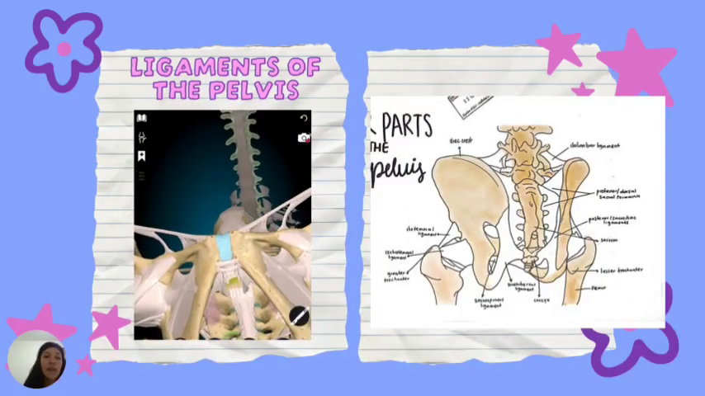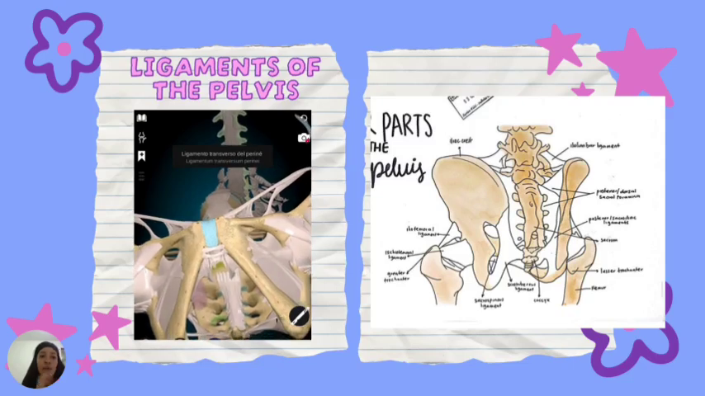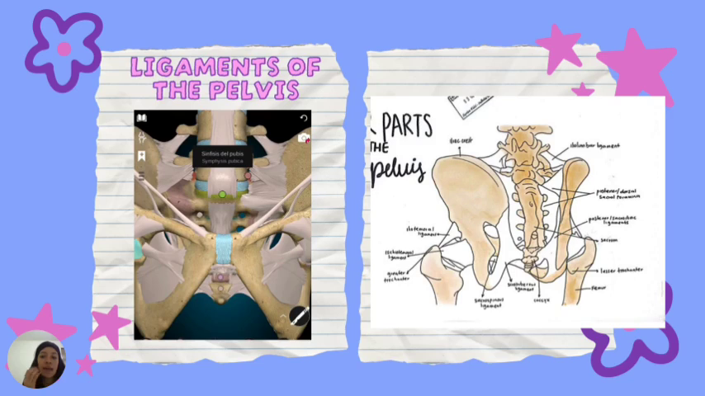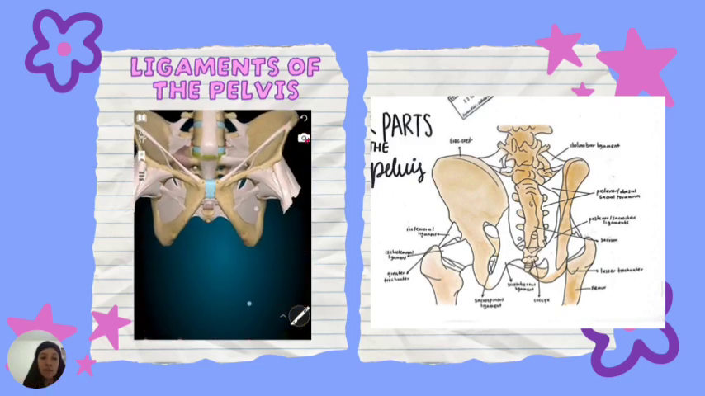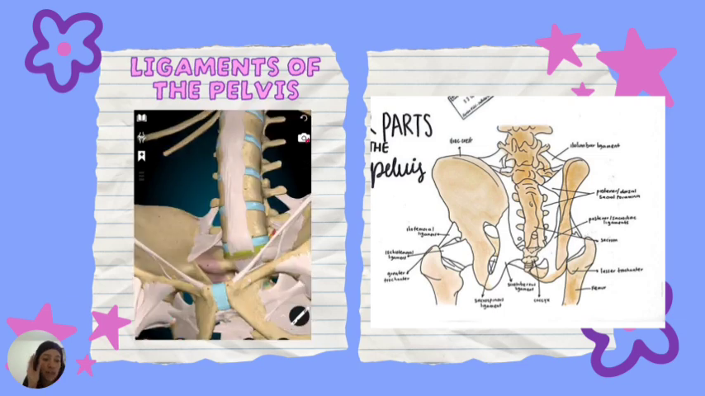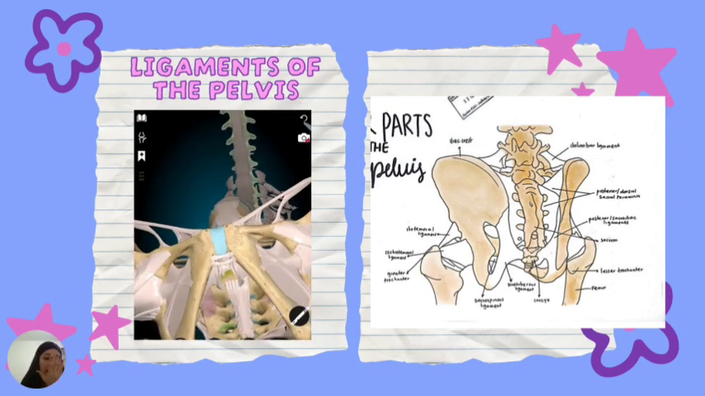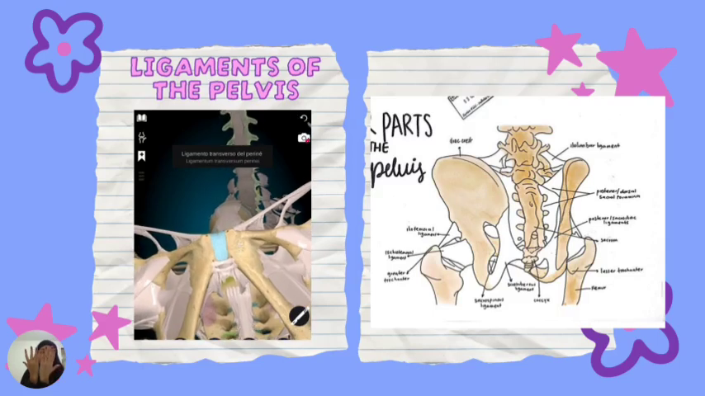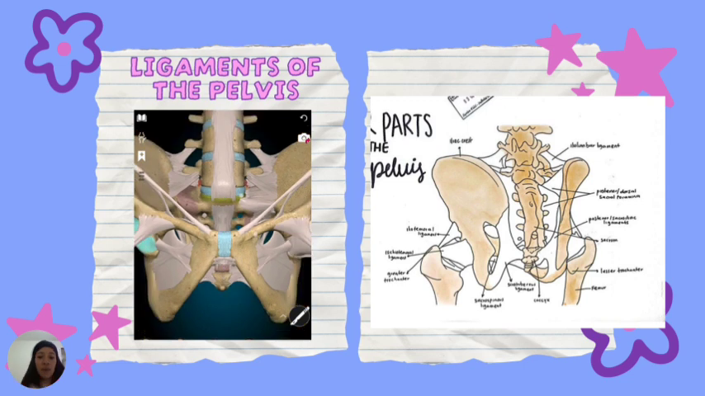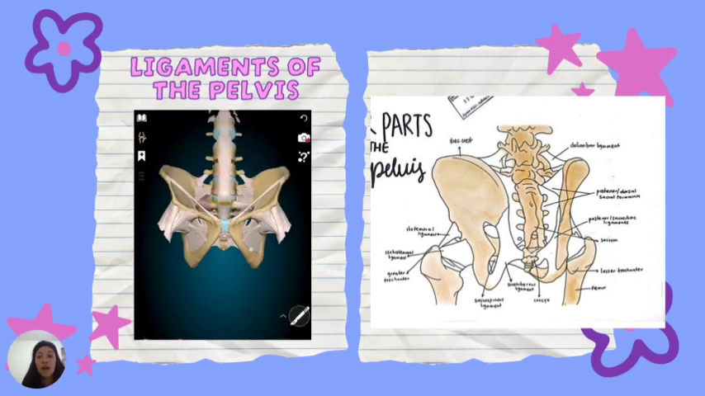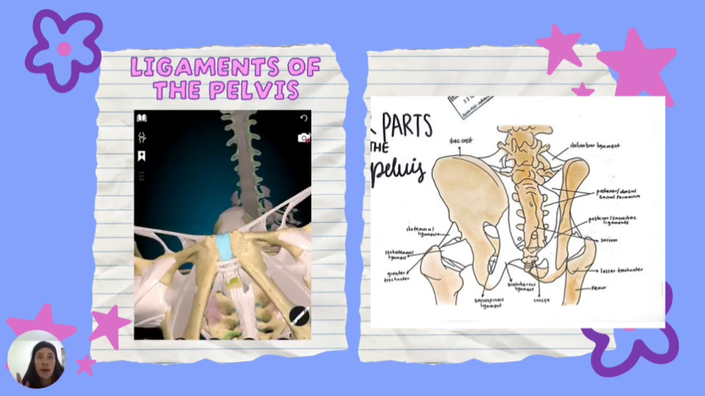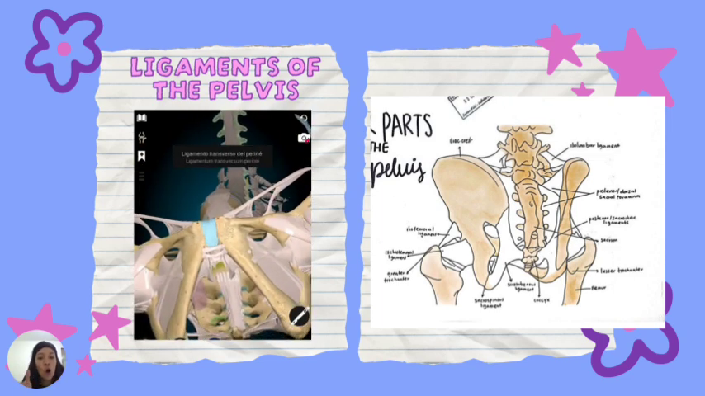Then we have the pubic ligaments. The pubic ligaments are the superior and inferior, and they strengthen the pubic symphysis, which is in light blue in the middle, like the line that I showed you before. These ligaments prevent excessive movements of the sacrum and maintain pelvic stability during locomotion.